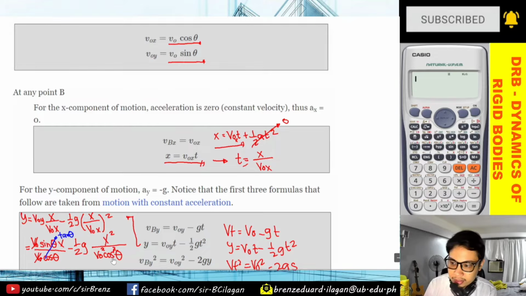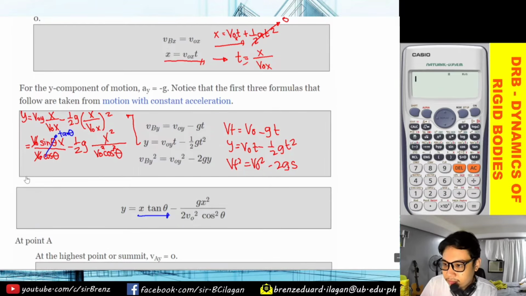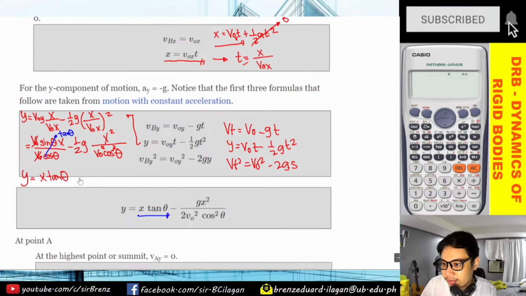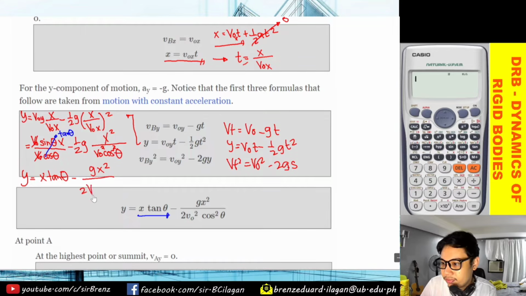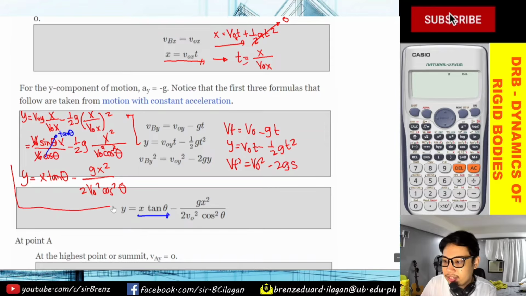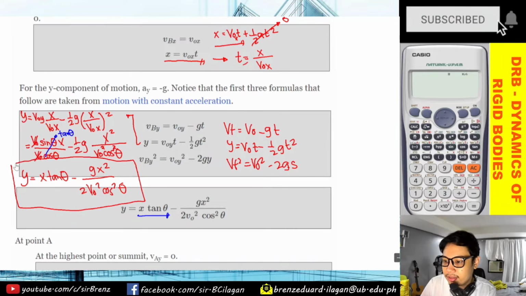Ayan. Or our final equation is y is equals to x tangent theta minus, distribute ko lang, gx squared all over 2 VO squared cosine squared theta. Ayan. So, this is the derived formula for yung pagkuha ng y at any distance x.